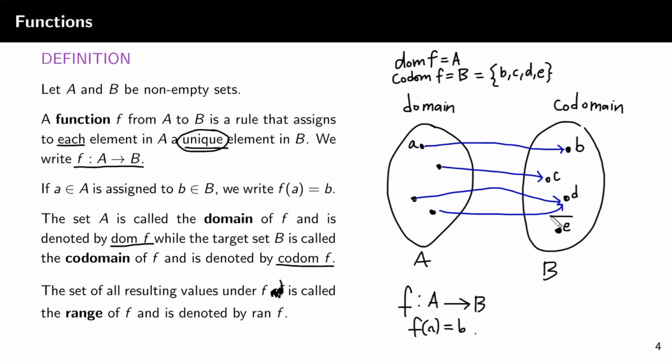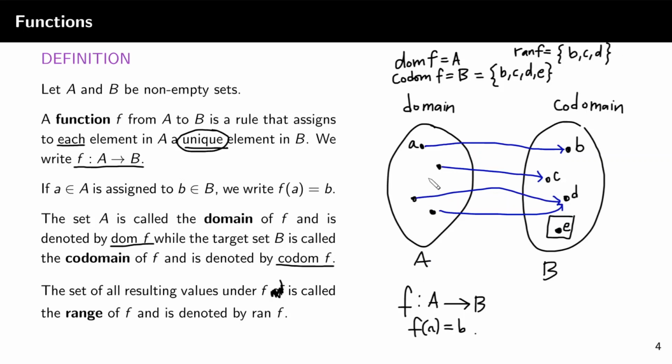Pero dahil tong E na to, wala siyang kapartner sa A, hindi siya part ng range. So, ano lang yung range natin? What are the elements of the range? So the range consists of elements B, C, and D.